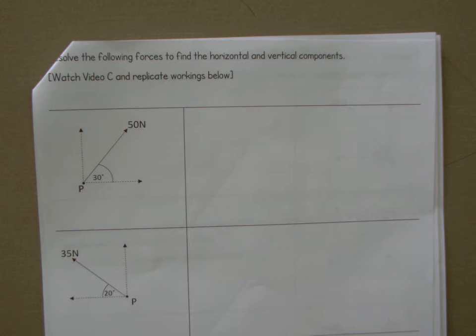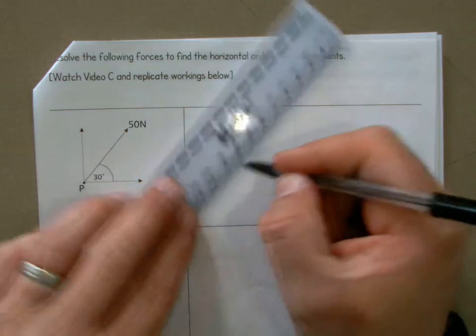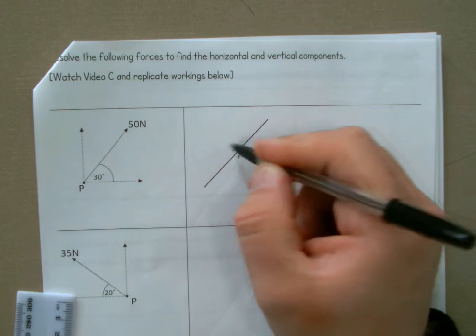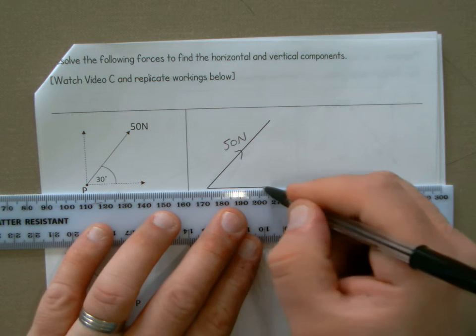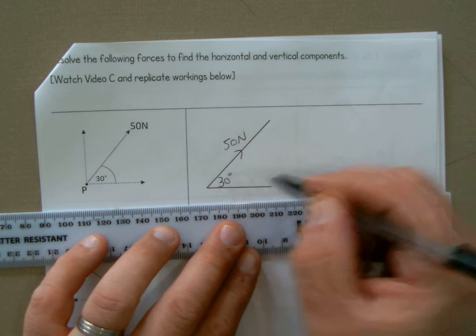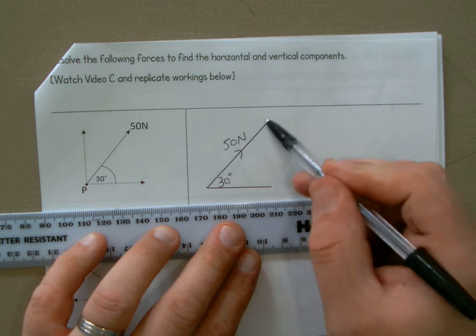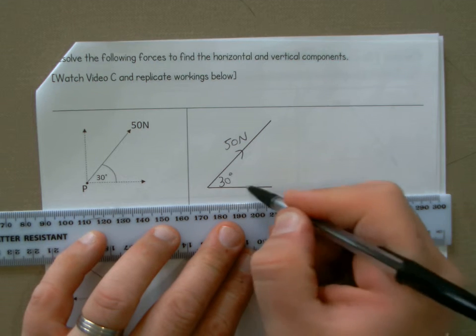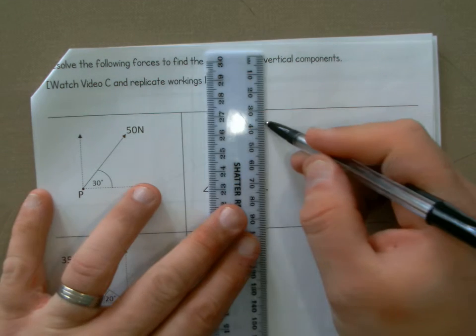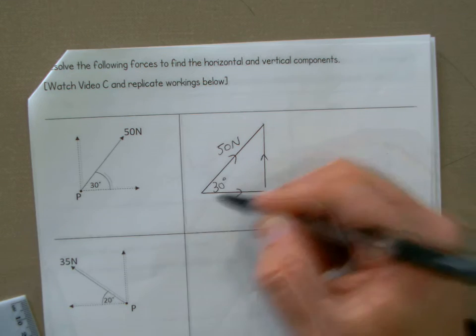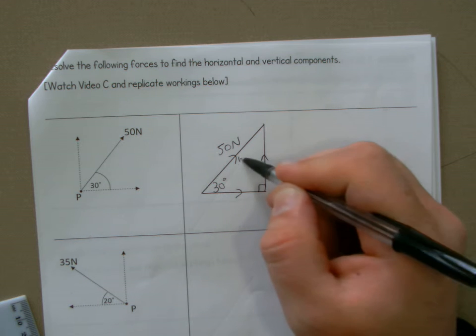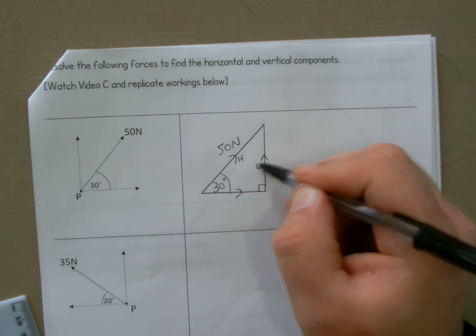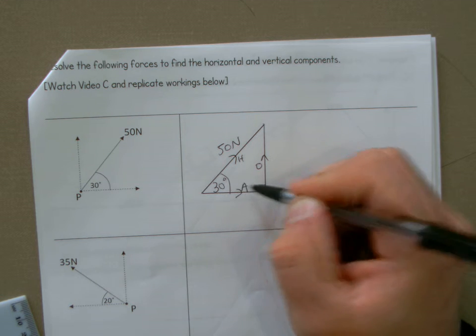Resolve the following forces to find the horizontal and vertical components. So you've got this one here. Again, we can form a triangle. We've got 50 newtons at an angle of 30 degrees to the horizontal. So you can think of that resultant force of 50 as going across a certain amount, and then up. We can work out what the across component is and what the up component is. The hypotenuse is labelled there, opposite the angle here, and then my adjacent here next to the angle.